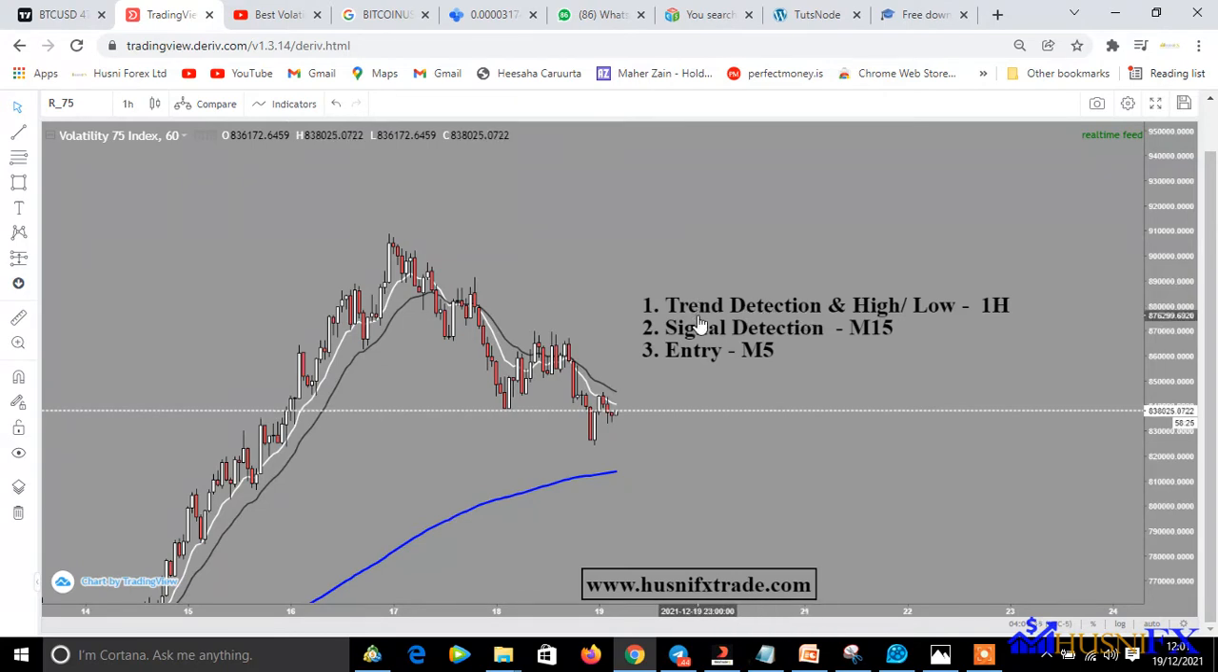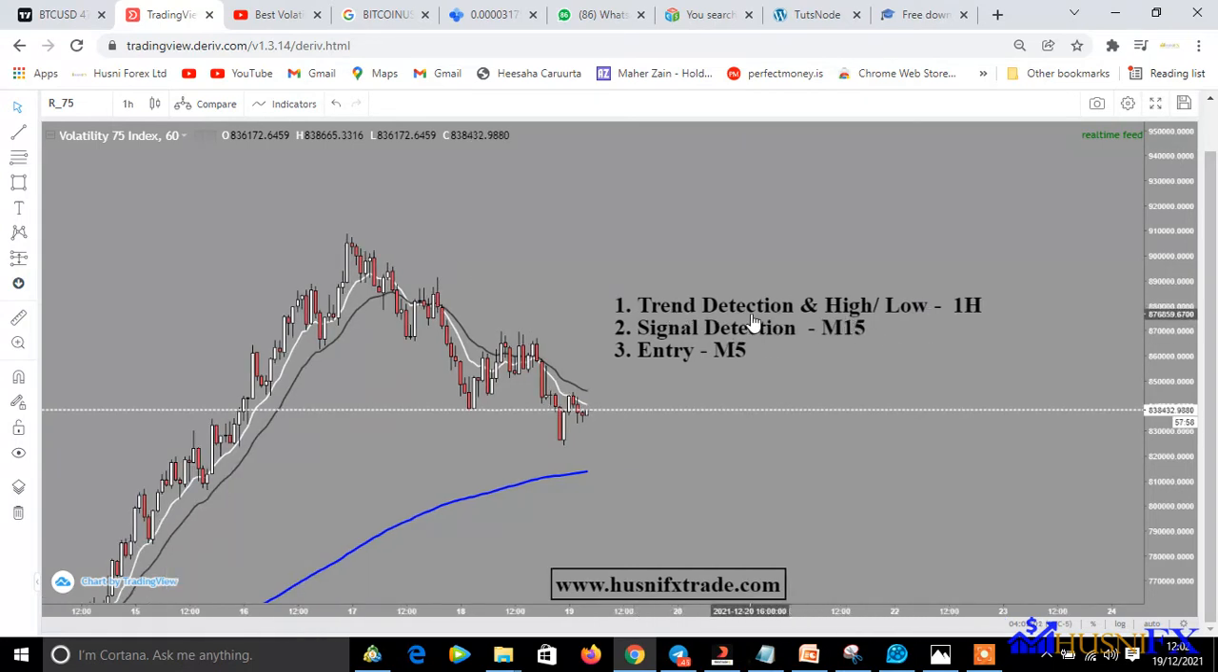So number one, we need the detection of the trend. We have to know how to identify the trend of the market and also the highs and lows. When I say highs and lows, it means we want to know how to find out where the high is and where the low is, or maybe if you know the resistance and support levels. If you know the high and low of the market, then it will be very easy for you to detect the signals. So in order to identify the trend, we will use the 1 hour time frame and also the high and low of 1 hour.